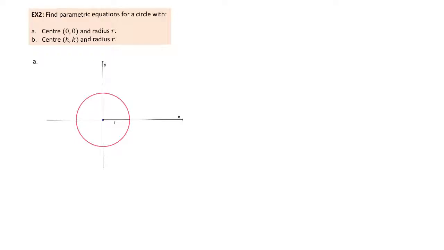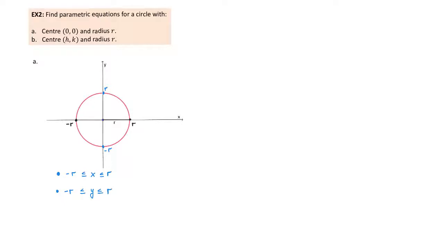I notice that the x values pretty much range from -r all the way to r. So I'm going to make a note of that: -r is less than or equal to x, less than or equal to r. And the same thing is going to happen for the y values. From r on the top, -r on the bottom. So -r is less than or equal to y, less than or equal to r.